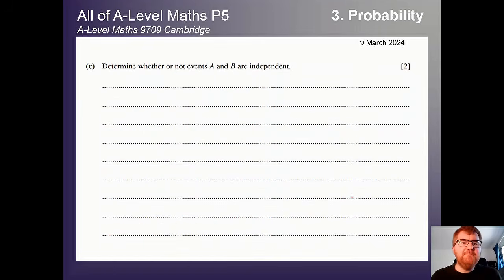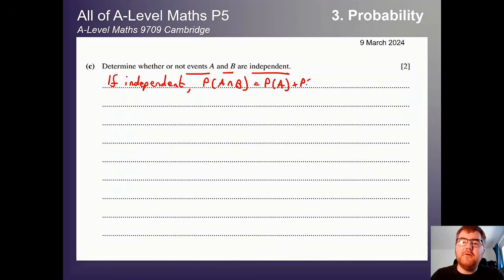On to part C, we now need to determine whether or not events A and B are independent. So the statement for independence, and I'd write this in the exam because you might pick up a mark just for identifying this, is that if independent, the probability of A and B is equal to the probability of A times the probability of B. Now we already know the probability of A. That's equal to 1 over 3. We just did that.